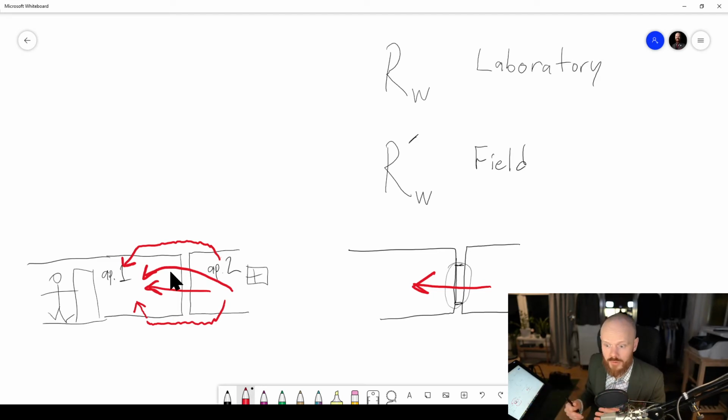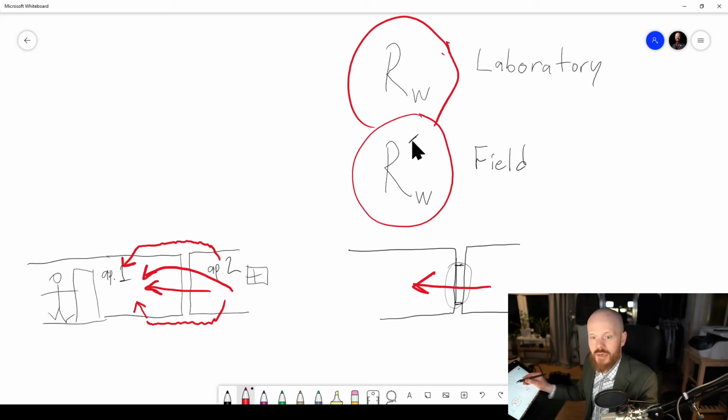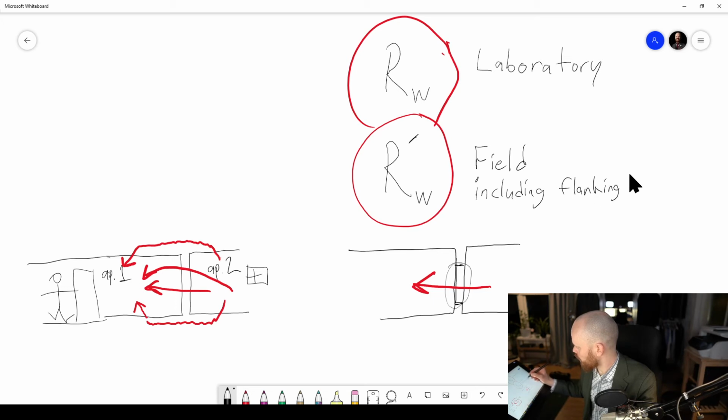All the flanking constructions will transmit sound. And the more sound transmission paths that you add up, the lower the total sound reduction is going to be. And that's why you will always have a lower value in the field compared to what you can measure in the laboratory. And this is good to know. So if you see these, now you know why there are two of them. If you get the prime sign here, it's a field value, and this one is including flanking transmission. Whereas this one is not. This is only direct transmission.